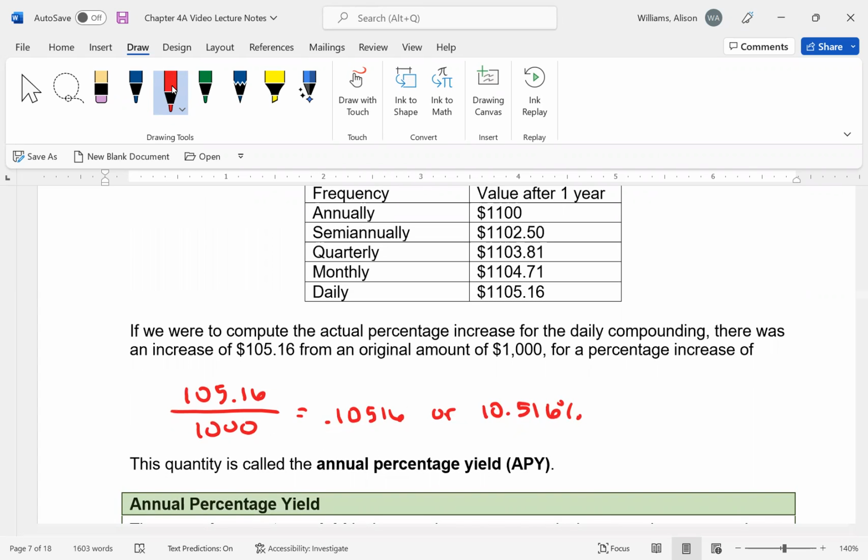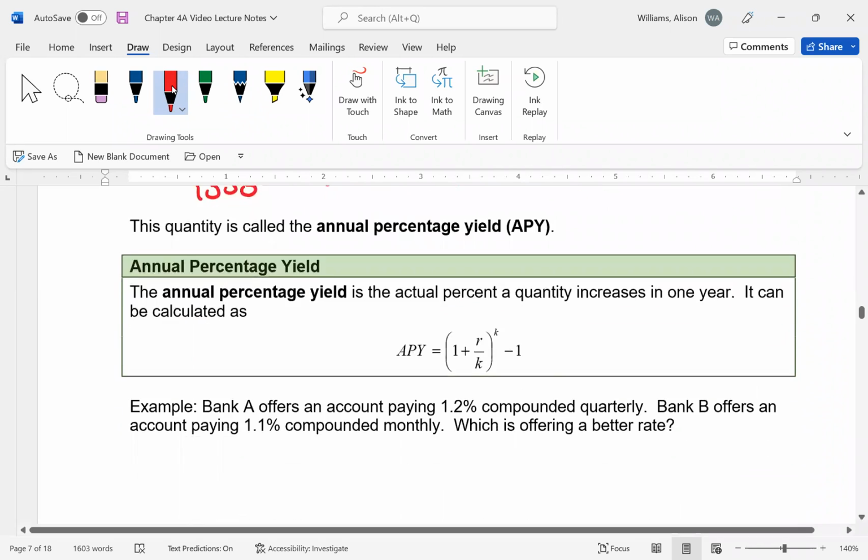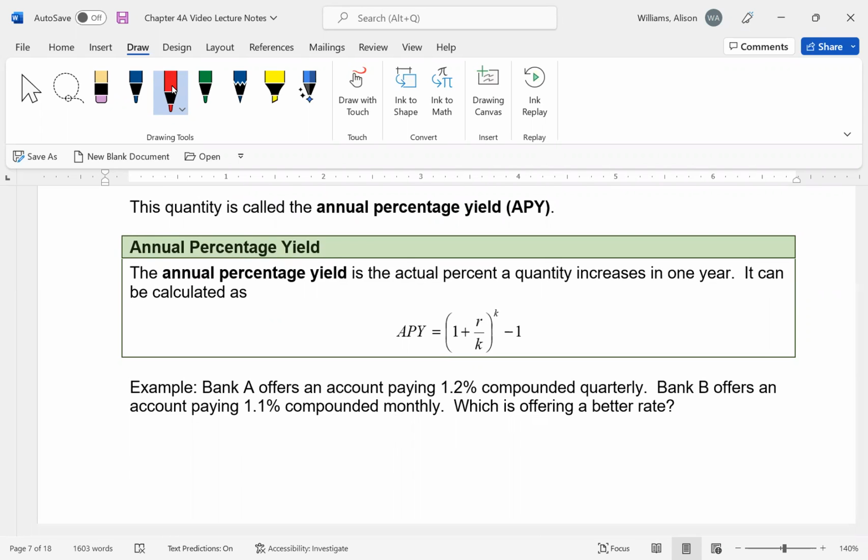Now, there is a formula for just calculating the APY without first calculating how much interest is earned or how much is in the account and then doing this calculation. This is how you can calculate the APY. So let's look at an example of where this is used. Suppose Bank A offers an account paying 1.2% compounded quarterly, where Bank B offers a 1.1% account compounded monthly. The question is, which one is giving the better rate?